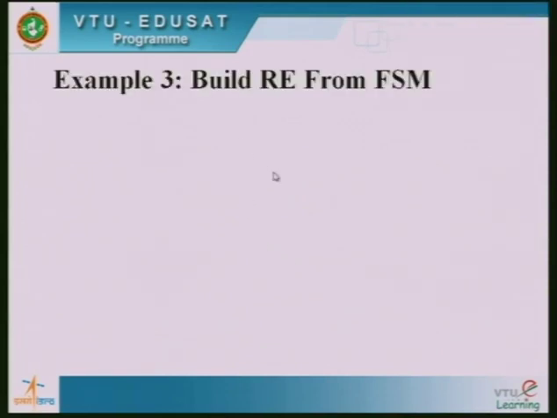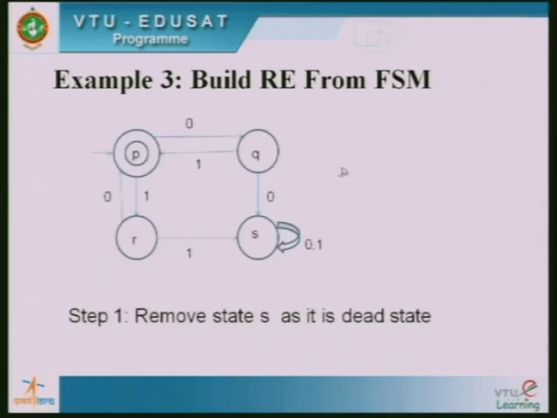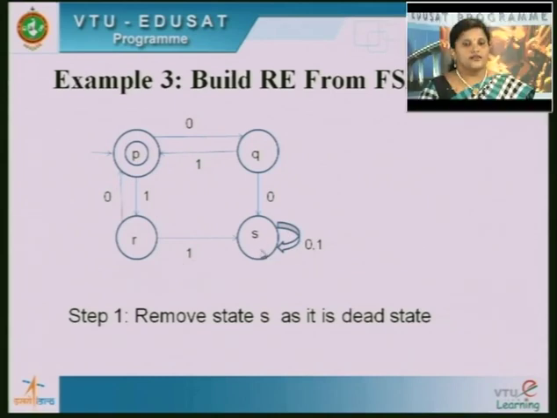Next we will take one more example of how to build the regular expression from the FSM. Here there are 4 states. The starting state is also an accepting state, and if you observe state S, you can reach the state but there is no way to come out. State S is the dead state. As I said, if there are any unreachable or dead states, you can remove them.